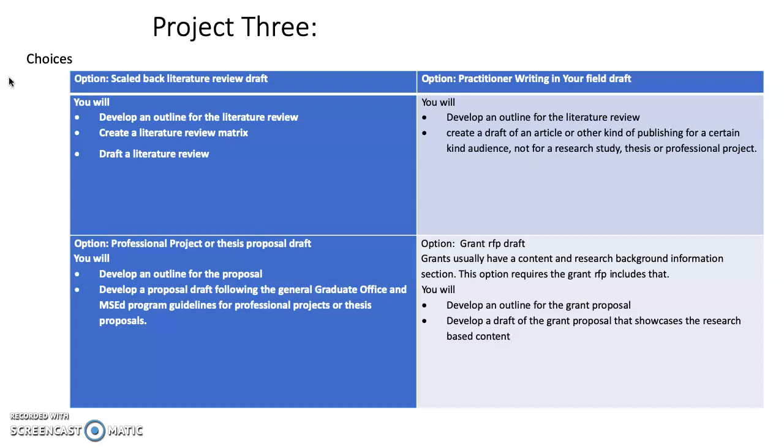Option 1 allows you to complete a scaled-back literature review draft in which you will develop an outline for a literature review. You'll create your literature review matrix in which you'll organize the articles that you are collecting that inform a particular question that you have that you want to examine. And it'll allow you to draft a literature review and get some feedback on that.